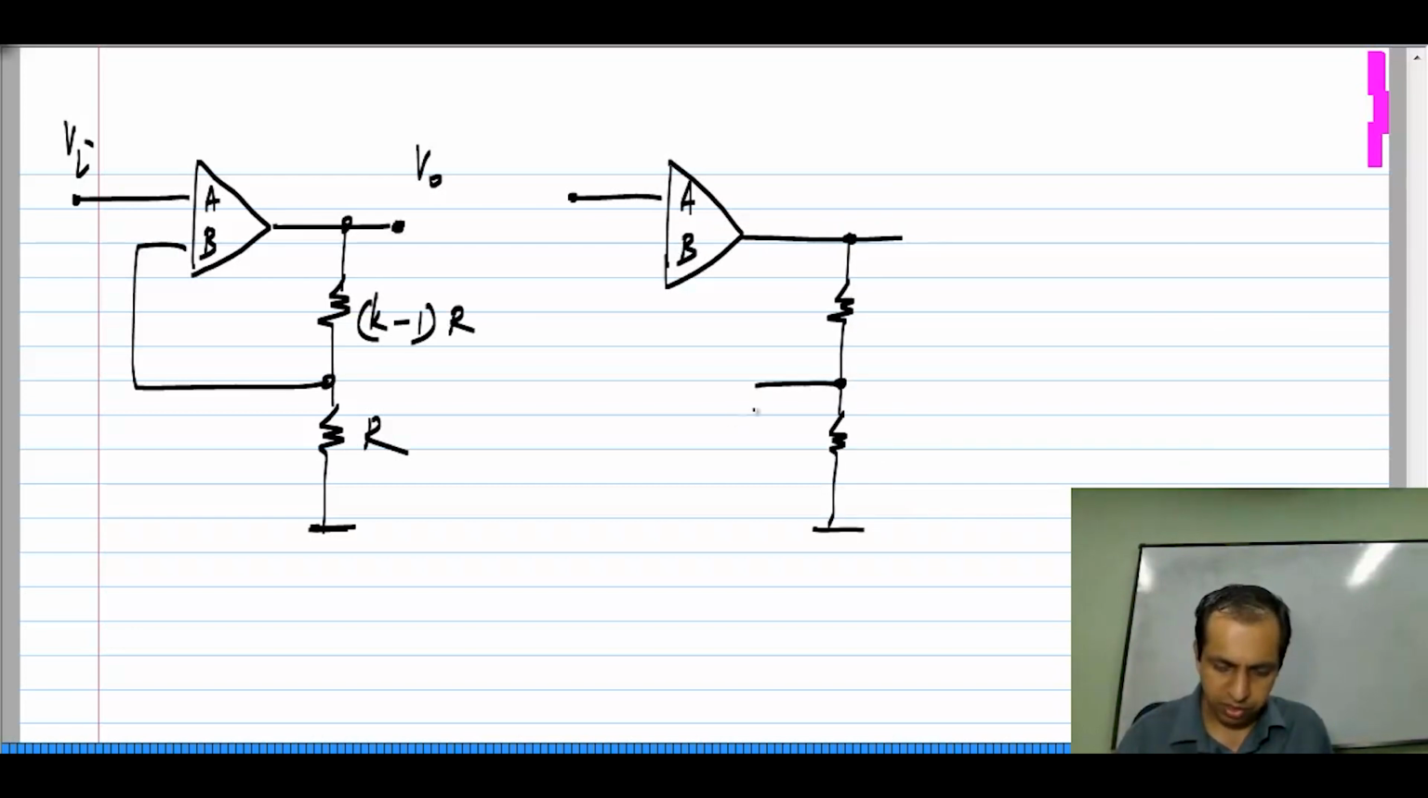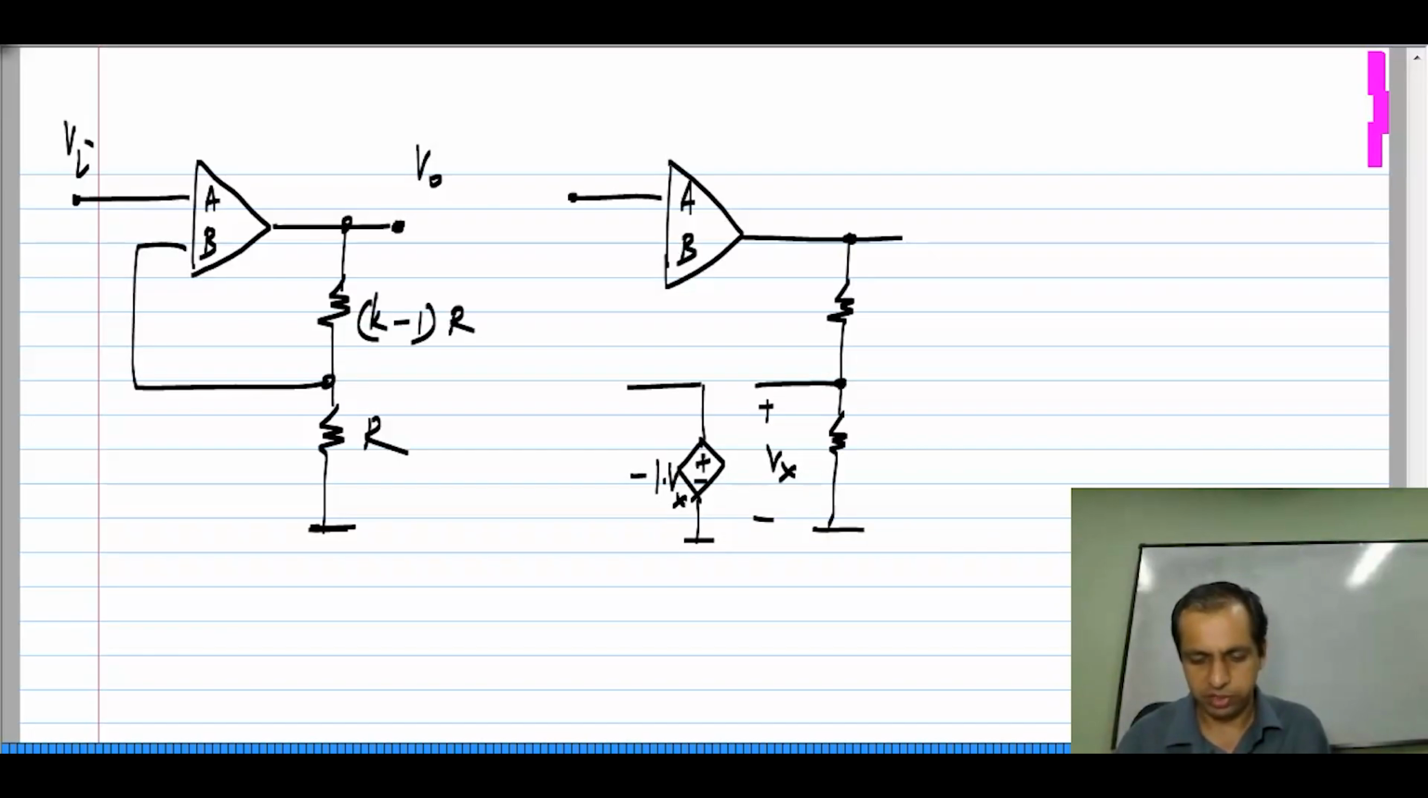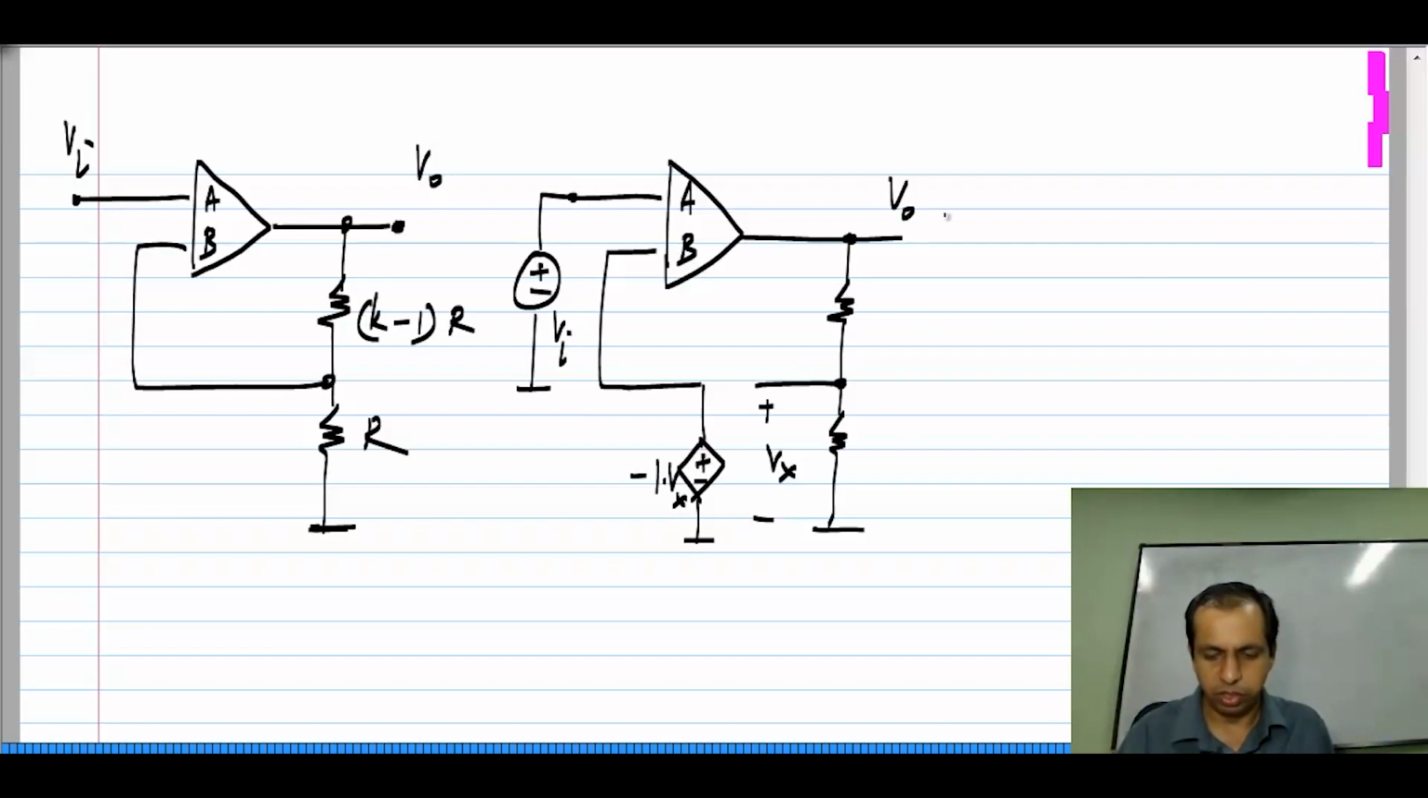And let me insert a voltage controlled voltage source of gain -1 in feedback. I will call this Vx and this is -1 times Vx. This is my circuit, okay, and I apply my input voltage Vi over here and I take the output there. Now, let us analyze the circuit for obtaining the right signs for the op amp, so that it is in negative feedback.